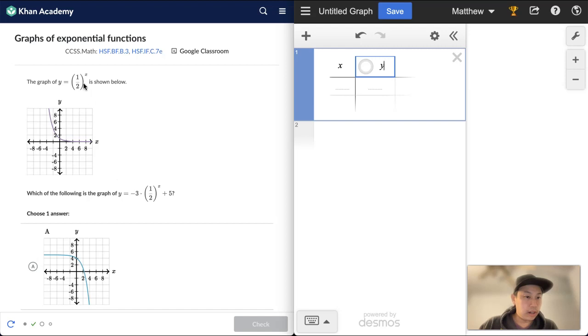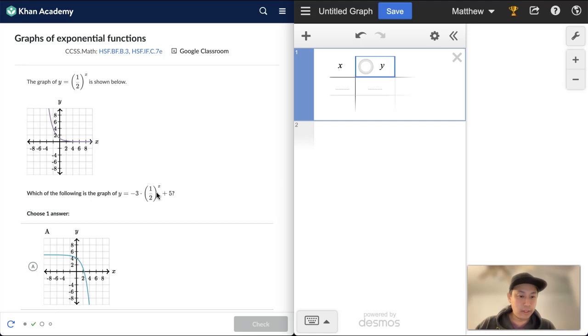Here is our parent function they give us. So this is what 1/2 to the power of x looks like. And it asks which of the following is the graph of all this. Okay, so yes, you can type it in the Desmos and get the graph right away, but for learning purposes, I really want you guys to see where the values come from, right? So equation, table, graph.